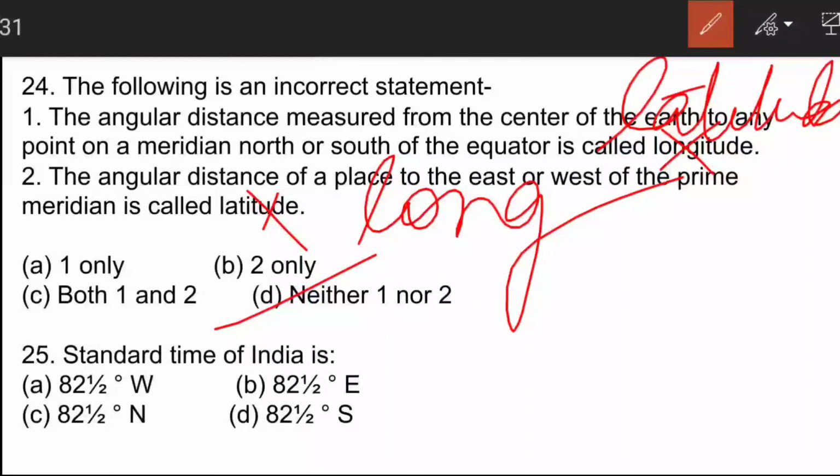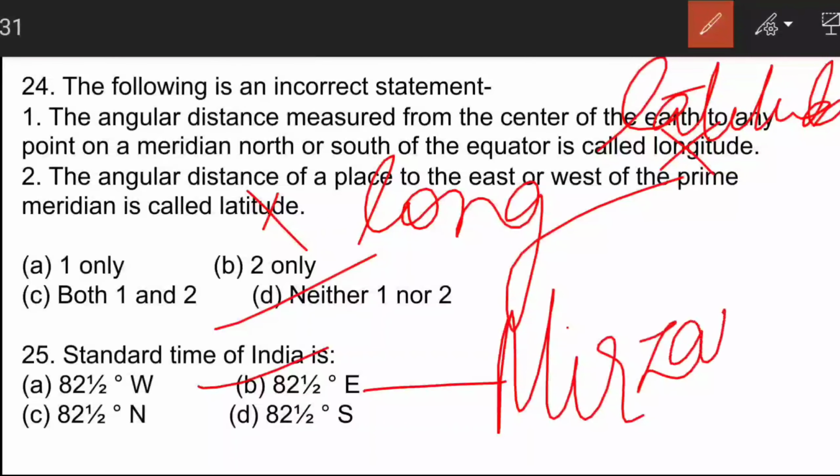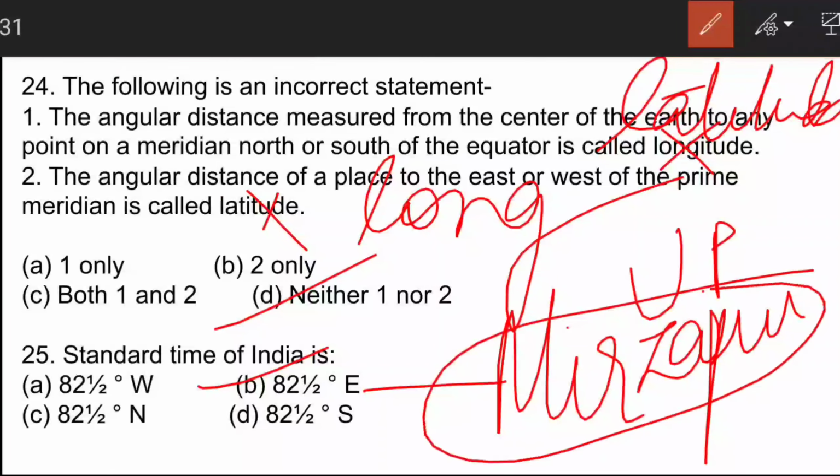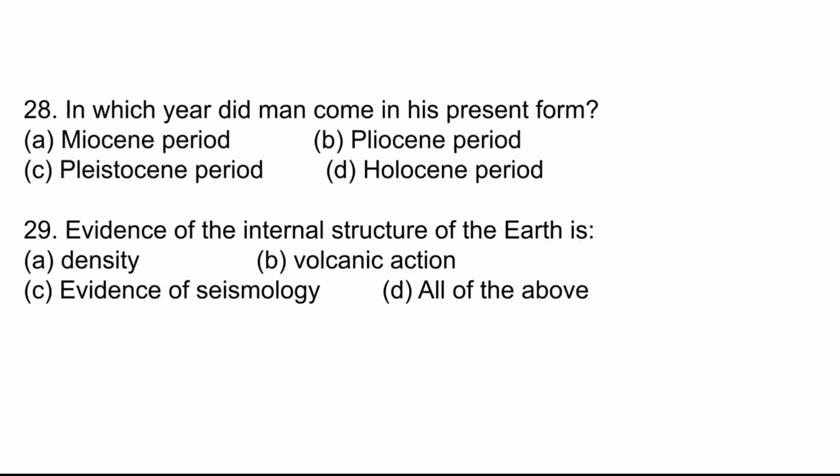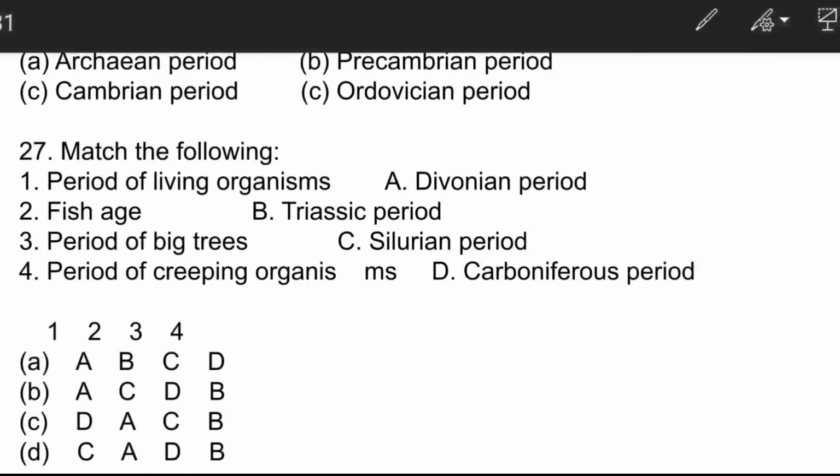Standard time of India is 82.5 degrees east, which passes through Mirzapur in UP. I think you are very familiar with Mirzapur. The next question is, when did organisms first appear on Earth? So it will be Precambrian period.